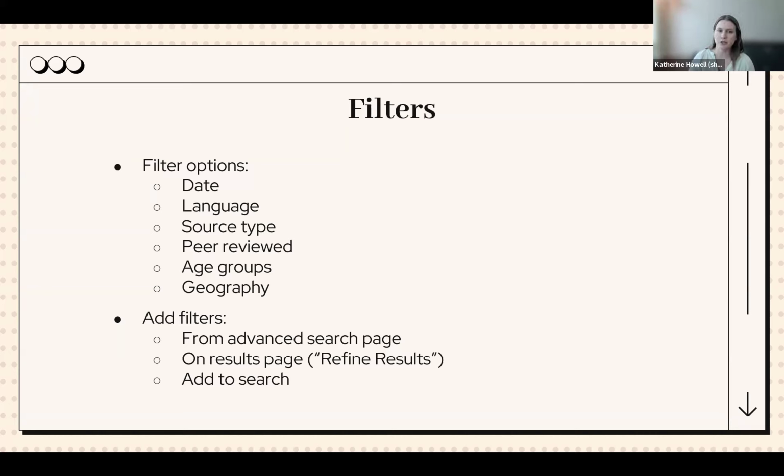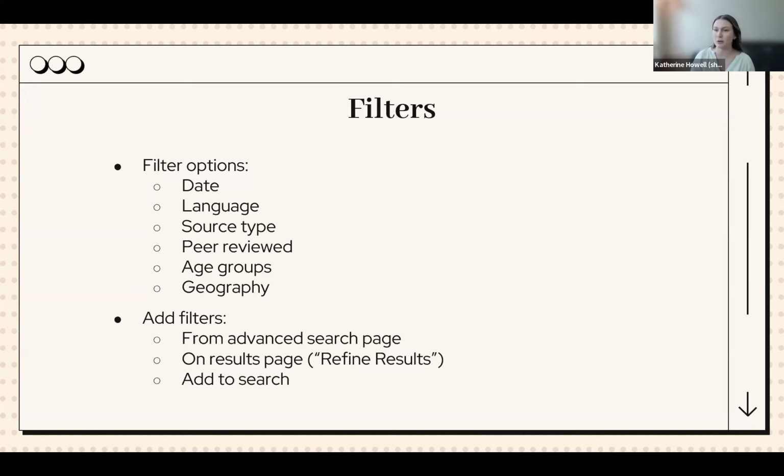CINAHL also interestingly allows you to filter by age group or by geography. It has options for geography, both where it was published and where the research was performed. But I would really recommend for those types of filters to build it into the search instead. So in my search, we do have an age group. My population is older adults. And I think it's a better strategy to build it in there and have that be my search rather than to use a filter to get there. And that's because you're relying on CINAHL to have coded things correctly. And it's kind of a better idea to do that in the search itself.